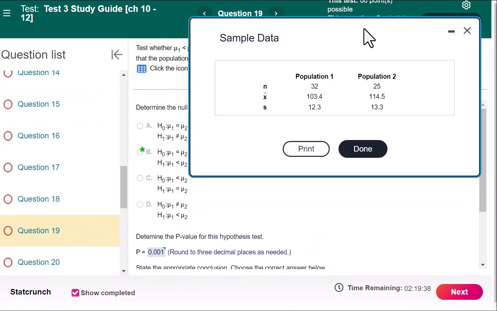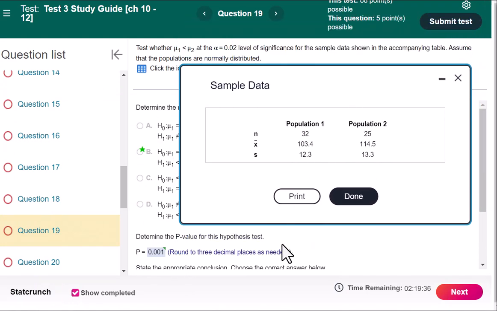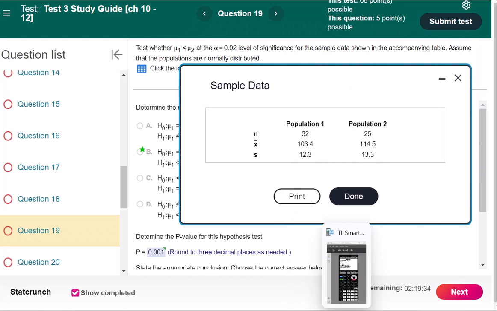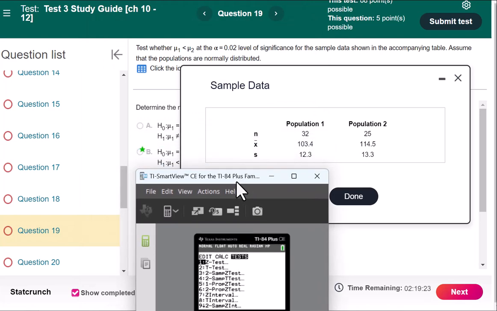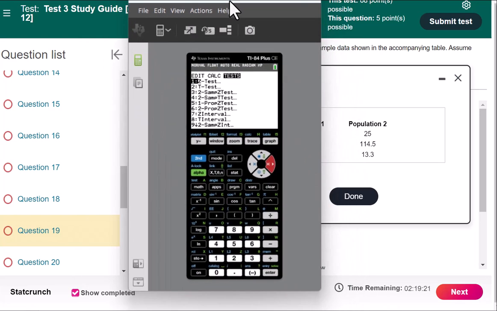All right, so let's do that. In order to do it, I'm going to do it with the calculator first. So clear, you go to Stat, Tests. And what does he want us to test? That mu1 is less than mu2. So your null hypothesis will be mu1 equals mu2. Alternative will be mu1 less than mu2. Two-sample t-test, guys.